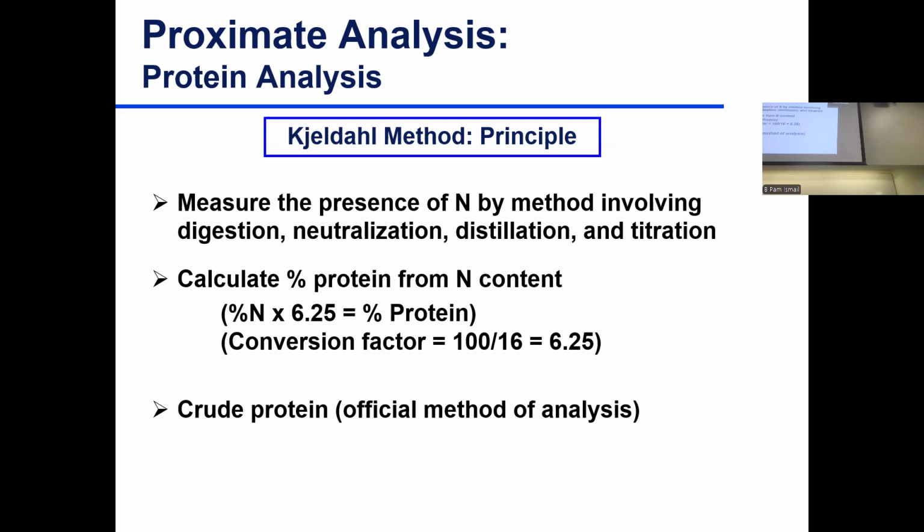Any? Yes. Asparagine is not actually, asparagine converts to aspartic acid, so that's acidic.